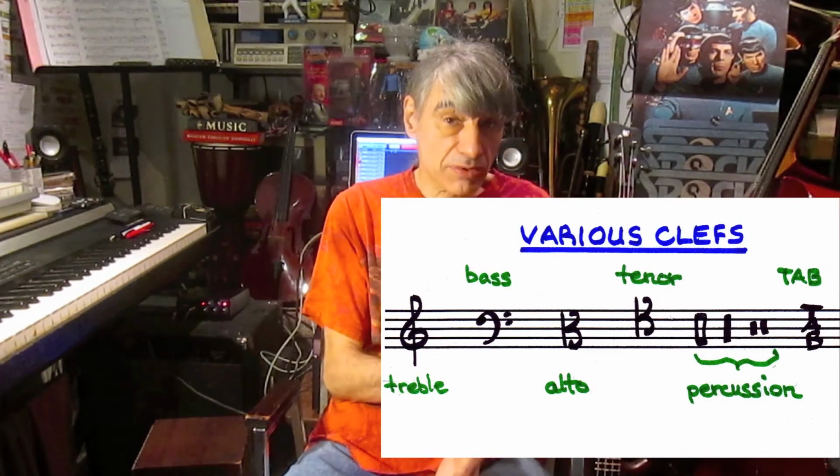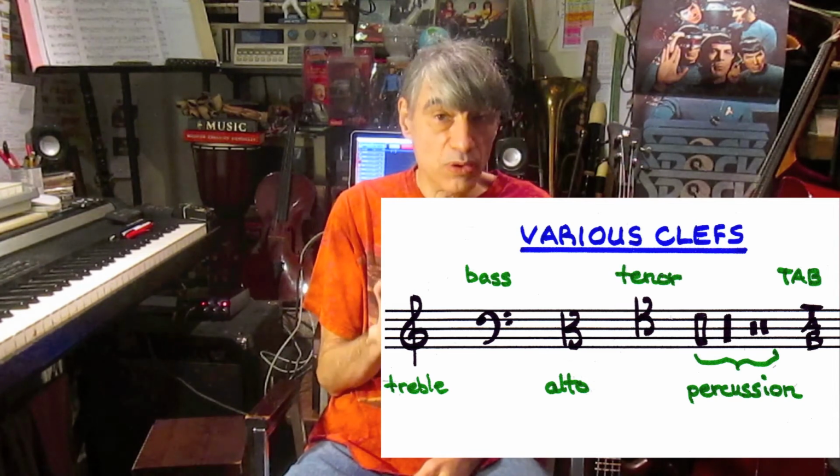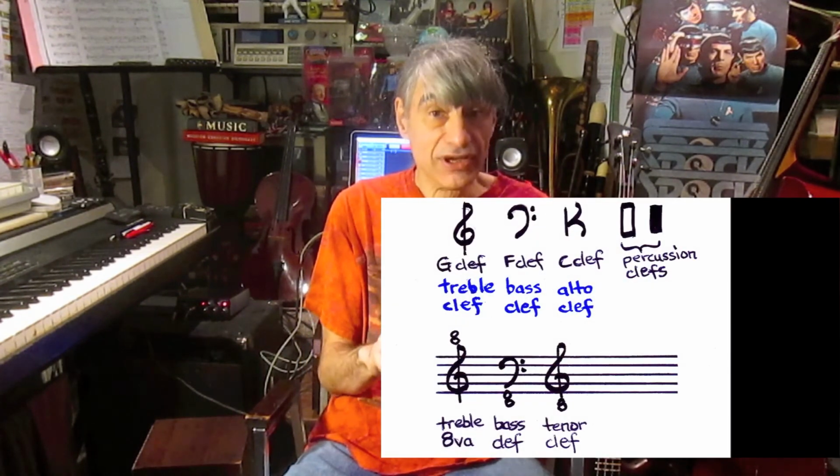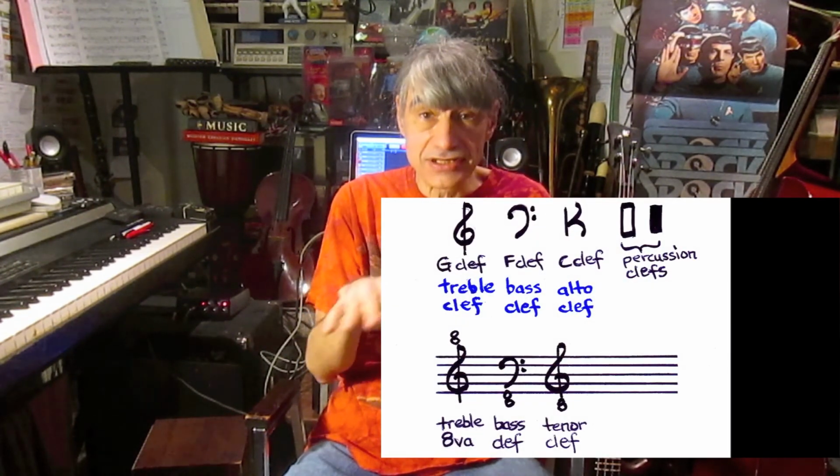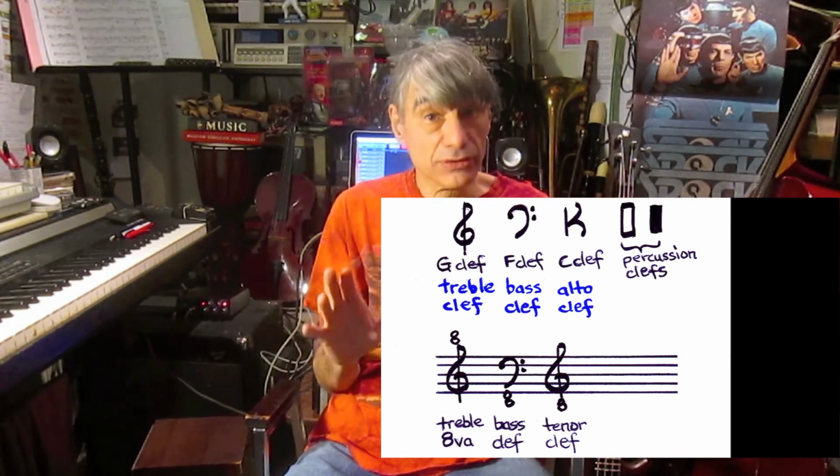At the beginning of this system, a staff, we have a symbol called a clef. There are various clefs that are used in music, but the main two are the treble clef and the bass clef. And once we put one of these clefs onto that staff, it defines these lines and spaces as particular notes that have particular names.